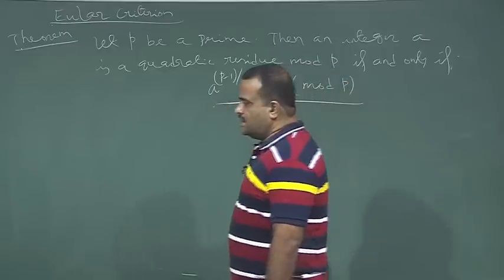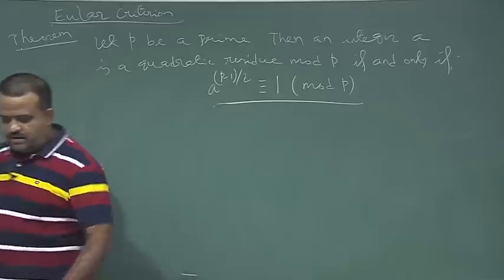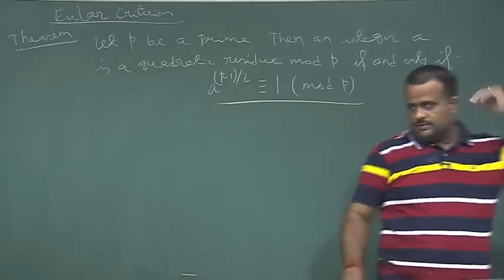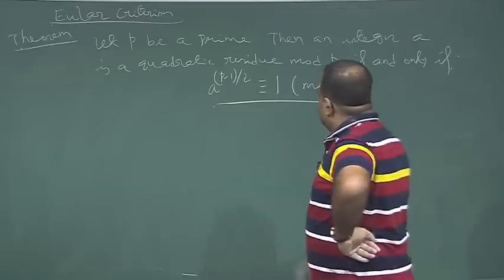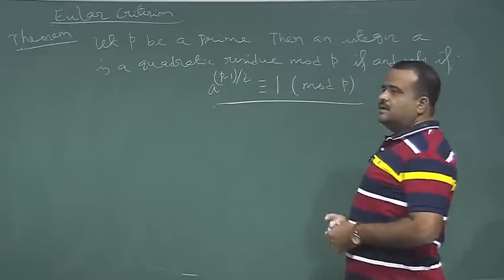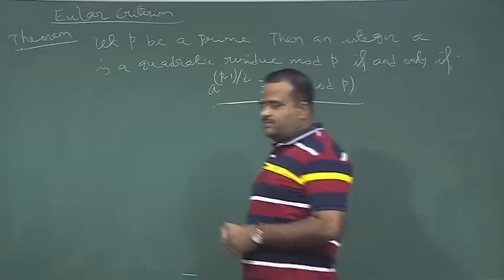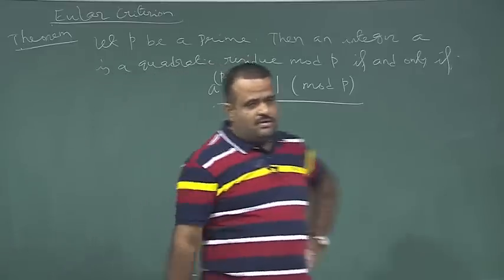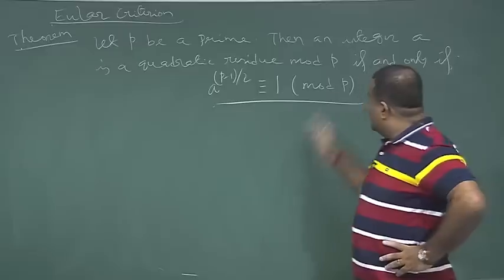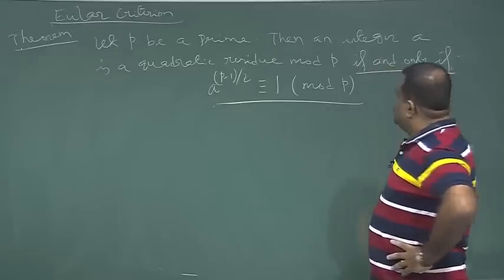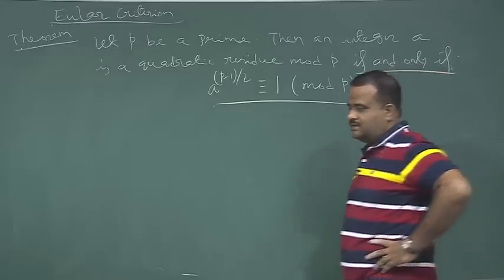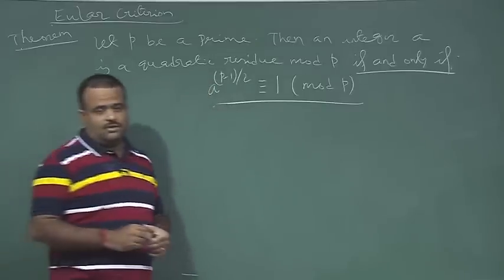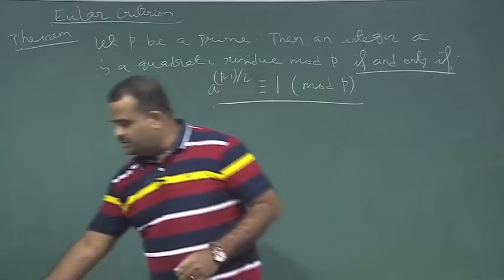So this is the Euler condition for A to be a quadratic residue, that means A has a square root. Okay. So this theorem is telling us A will be a quadratic residue, that means A has a square root, if this condition is satisfied. It is in both ways, if and only if. That means this is the necessary and sufficient condition. This condition we will use to check whether an integer is a quadratic residue or not. Okay. So let us try to prove this theorem.